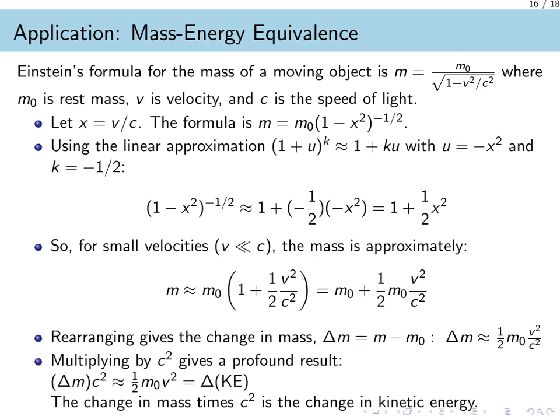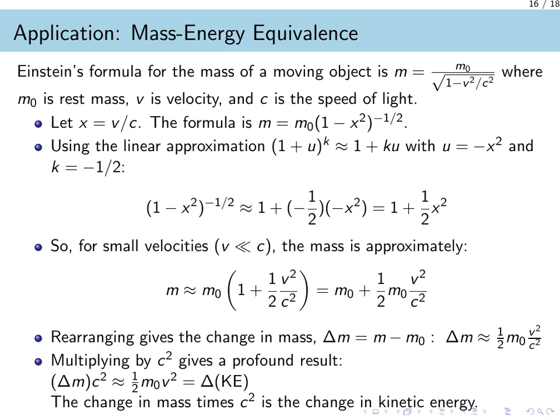We can now use linear approximation to uncover one of the most profound ideas in science, the equivalence of mass and energy. We start with Einstein's formula for the mass of an object moving at velocity v, which depends on its rest mass, m0, and the speed of light, c. By applying our standard linear approximation formula where u equals negative v squared over c squared and k equals negative 1/2, we can simplify Einstein's equation for velocities much smaller than the speed of light.